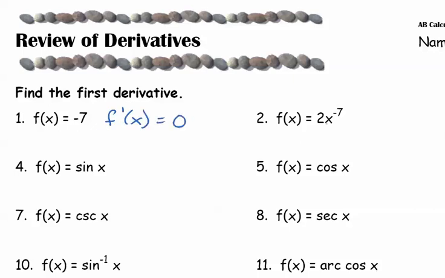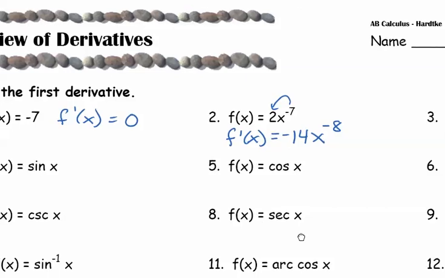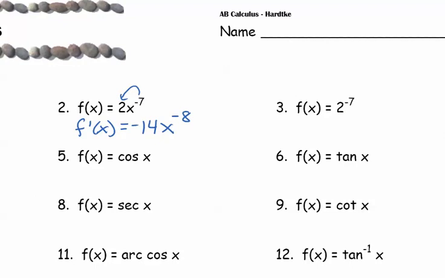In number 2, we've got the power rule. So we're going to bring down the exponent, so 2 times negative 7, and then we reduce the exponent. And you can rewrite that with x to the 8th in the denominator if you wish. And in number 3, 2 to the negative 7th is a constant. There's no variable here. So the derivative of a constant is 0.